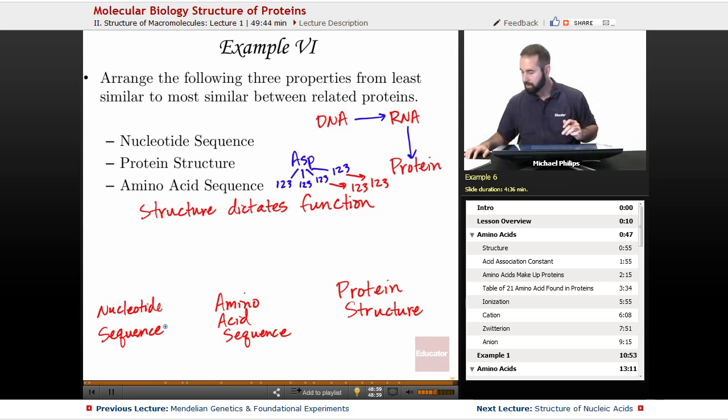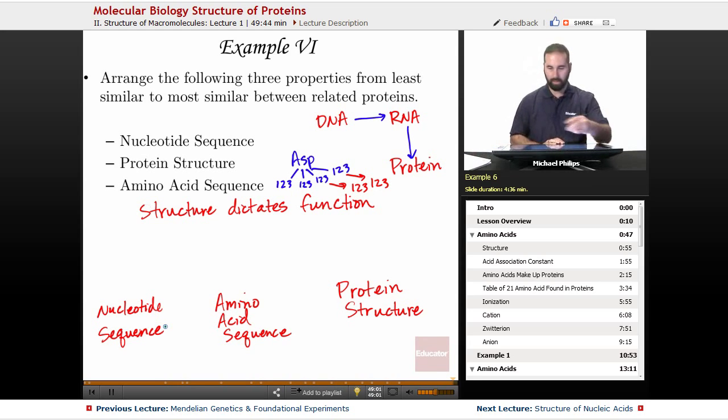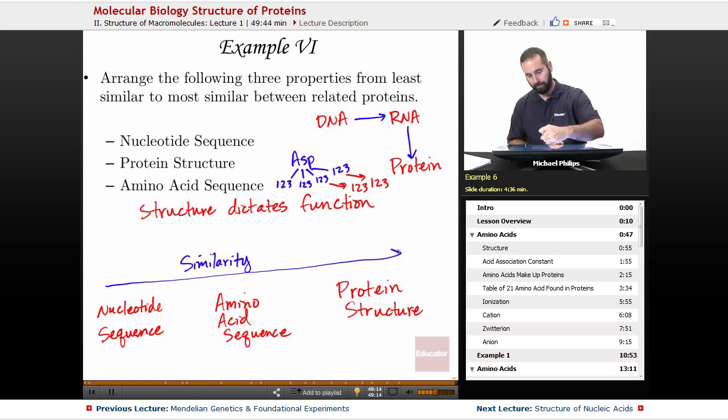So from least similar, similarity increases as you go from left to right. And we could add in another one over here, in that what could be even more similar would be protein function. That would go right here.